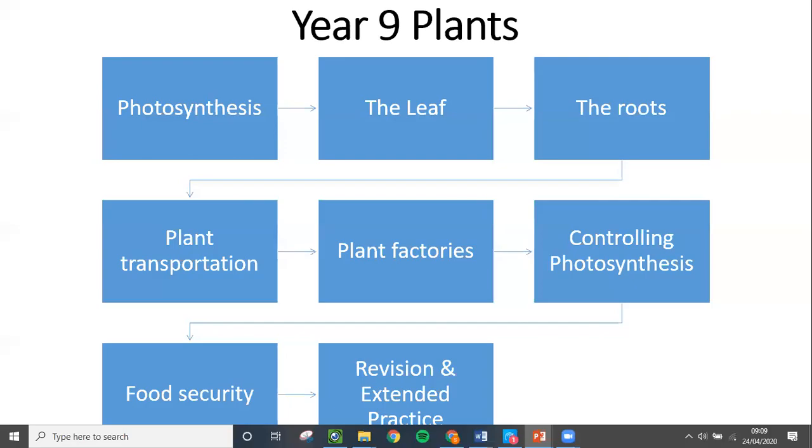Hello Year 9s. The second part of today's lesson, and in this part we're looking at the roots. Okay, so when we first started looking at this unit, plants, we were looking at plants for food.